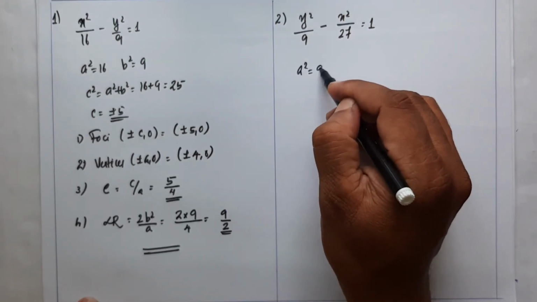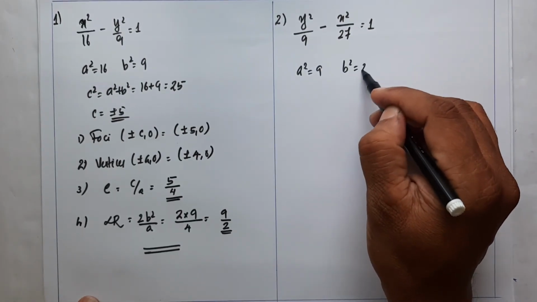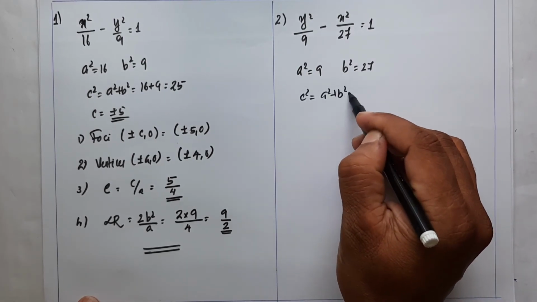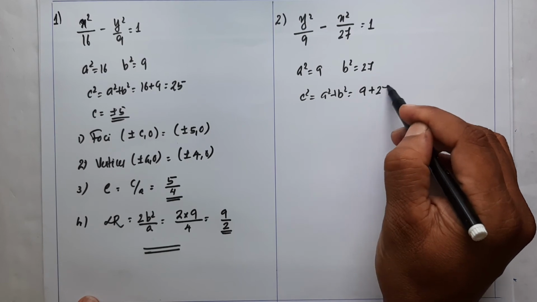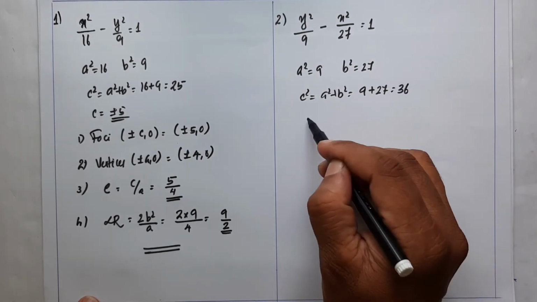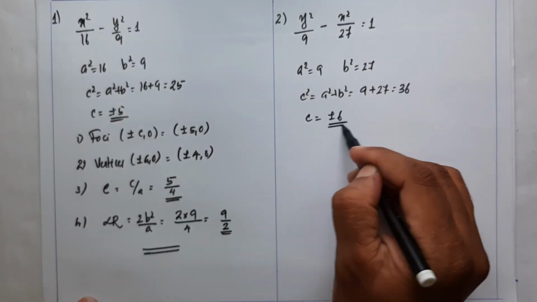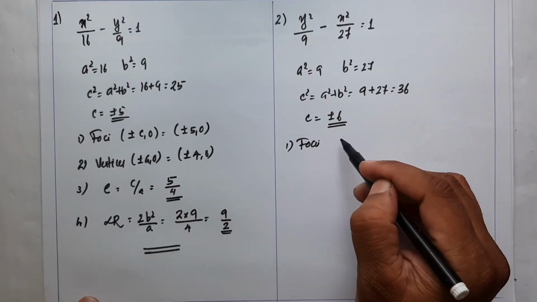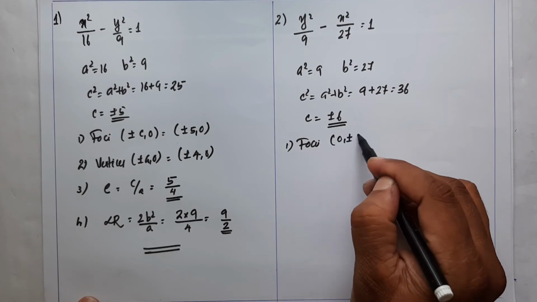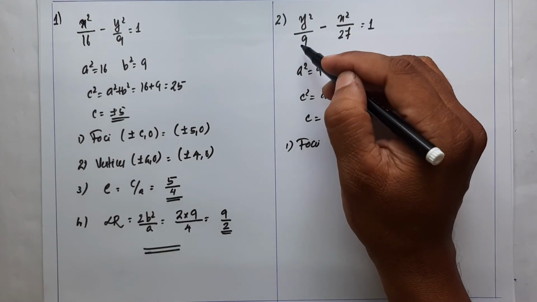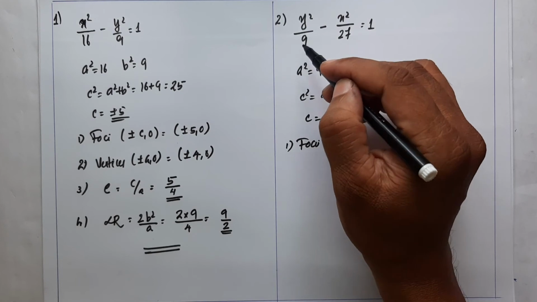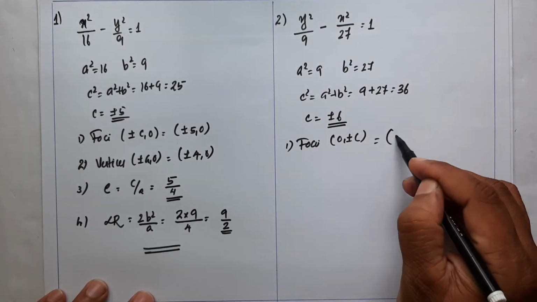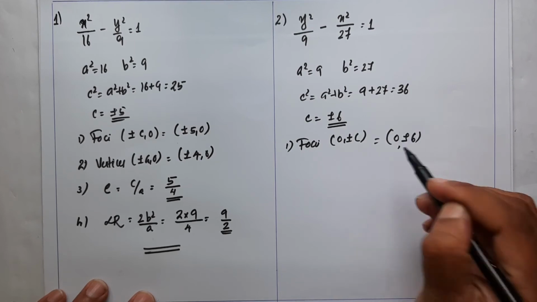Here a square is equal to 9, b square is equal to 27, and therefore c square equals, you know the relation a square plus b square, that is 9 plus 27 equals 36, and therefore c equals plus or minus 6. Now our foci is 0 plus or minus c, because we see a square under the y square term. So our foci is 0 plus or minus c, that is 0 plus or minus 6.